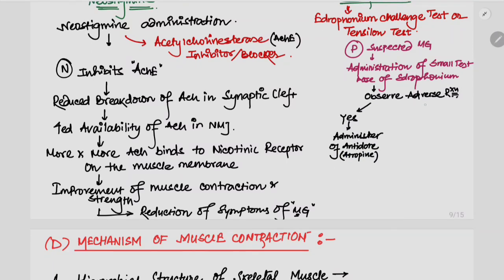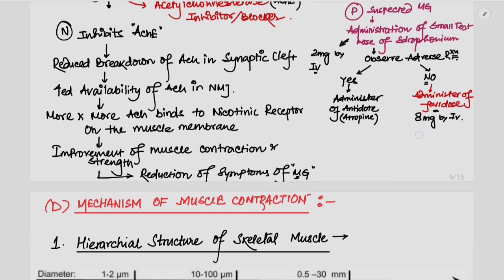So we administer the antidote of edrophonium, that is atropine. Okay, if adverse reaction is not present, then what can we do? Administer a full dose. So what is the full dose and what is the test dose? The test dose is 2 mg intravenously, and the full dose is 8 mg intravenously. If there is no adverse reaction, we administer the full dose, 8 mg IV, and we observe the improvement of muscle strength.